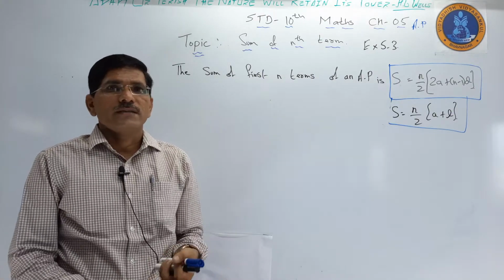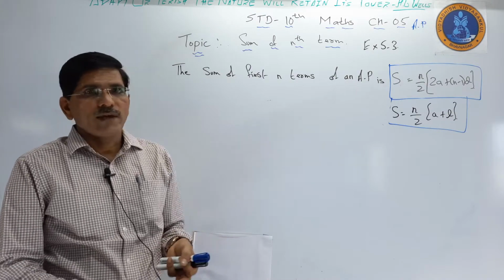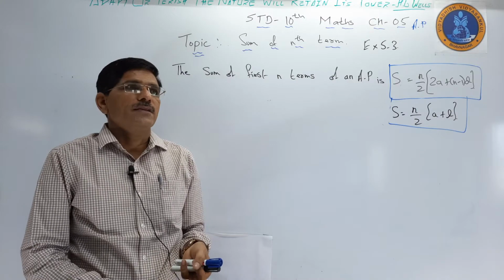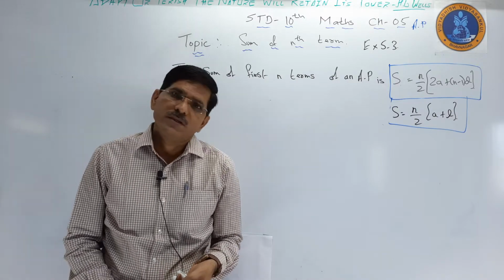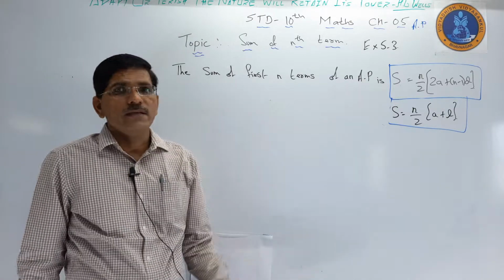We have completed exercise 5.1 and 5.2. In 5.1 and 5.2 we have discussed the an term. An is equal to a plus n minus 1 d. Now we want to find out the sum of first n terms.